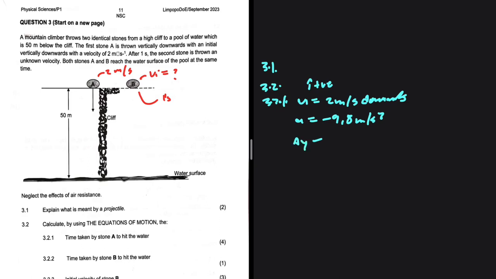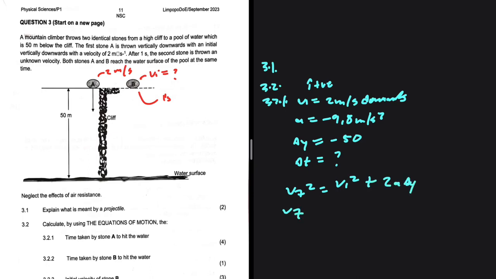Delta Y is negative. I have minus 50. What am I looking for? I'm looking for delta T. When I have these variables, I can use delta Y is equal to VI delta T plus a half a delta T squared. But I don't want to use that formula because my initial velocity is not 0. I'm going to have to solve a quadratic equation, and that is the last thing I want to do. So instead, I'm going to say that VF squared is equal to VI squared plus 2a delta Y.